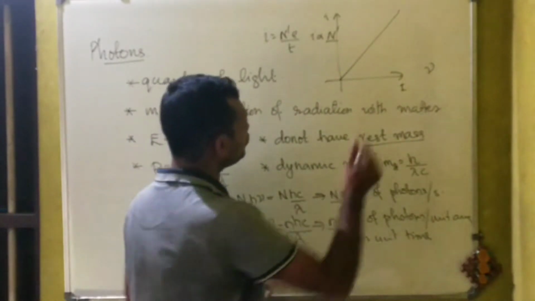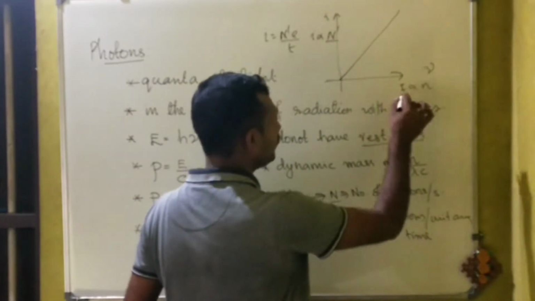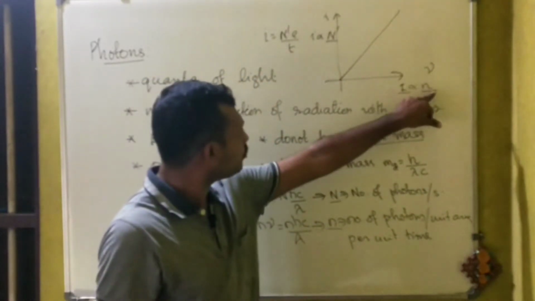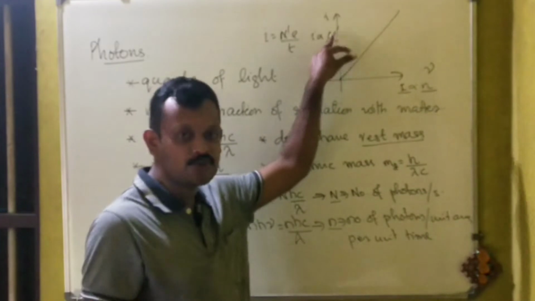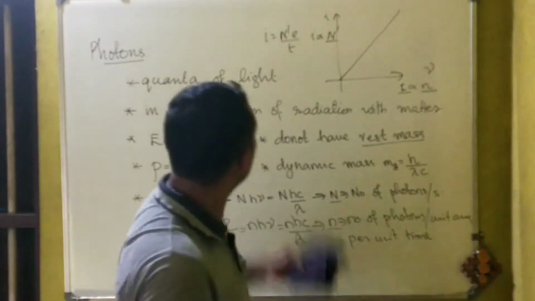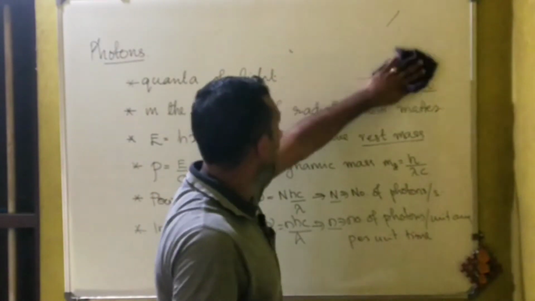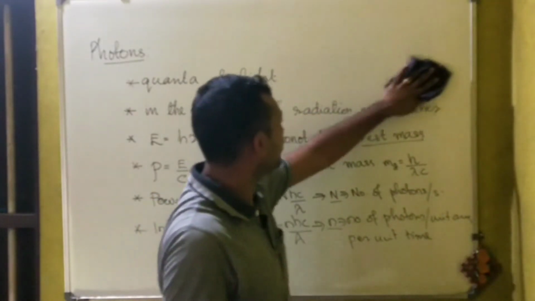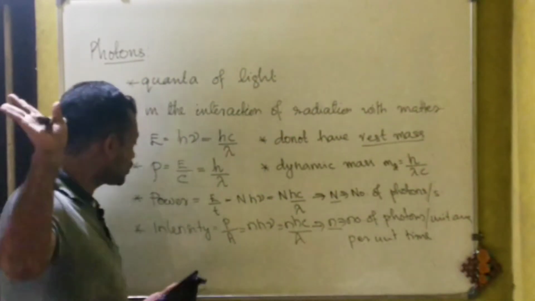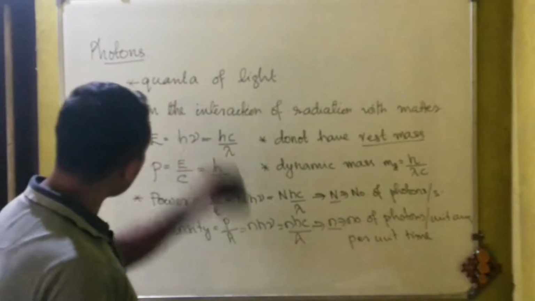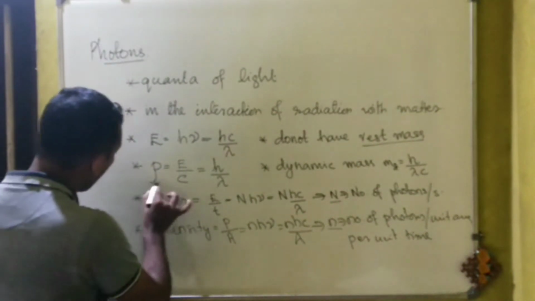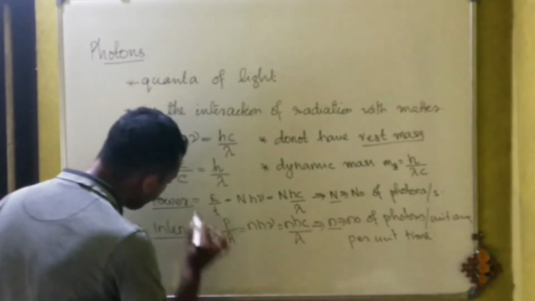But the intensity is proportional to small n. Intensity increasing means the number of photons striking increases. When the number of photons striking increases, the number of photoelectrons also will increase, right? So that's the reason why the photoelectric current is directly proportional to the intensity. So I hope that picture is clear to you. So these are a few ideas you have to understand regarding the basic formula of the photon picture of light.